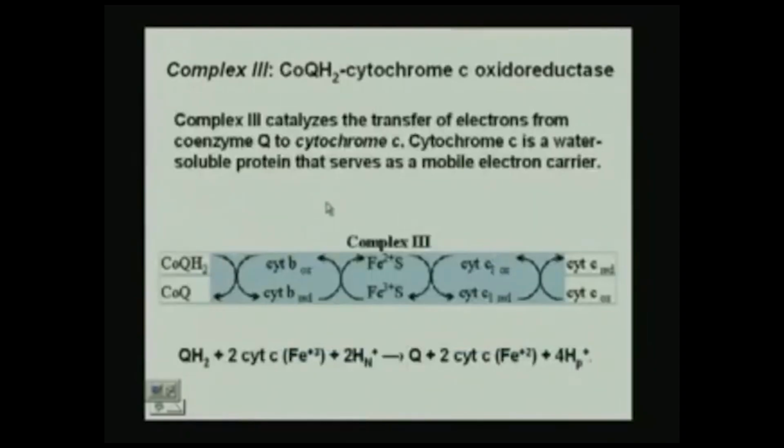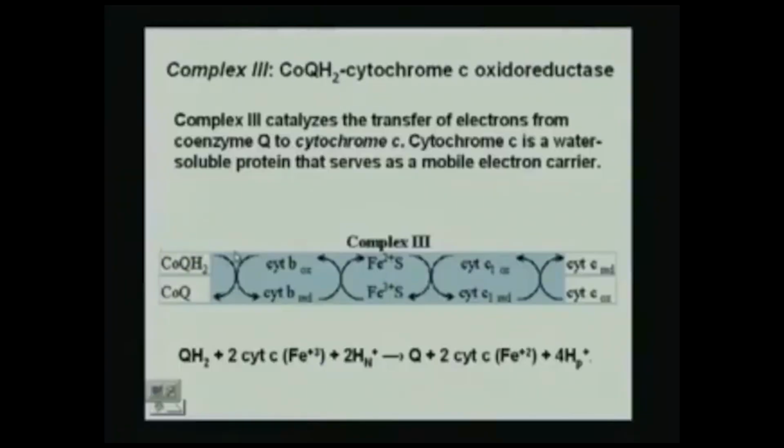In complex 3, the use of cytochromes comes into the picture. What are cytochromes? Cytochromes are proteins that have heme components to them. These hemes have coordinated iron, and the coordinated iron has multiple valency. So, it can take up the electrons.